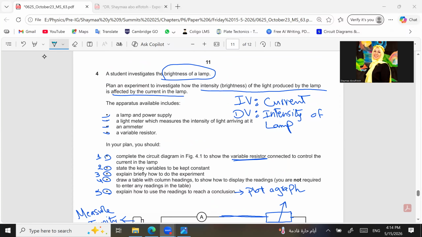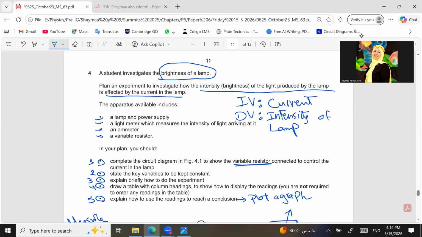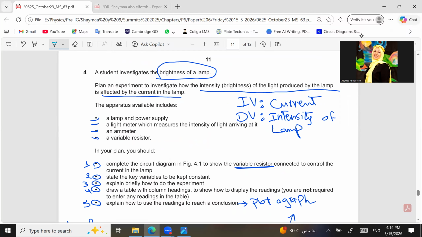Now the last investigation, or the last experiment which we have related to the plan investigation. Let's say a student investigates the brightness of the lamp. Plan an experiment to investigate how the intensity or the brightness of the light produced by the lamp is affected by the current in the lamp.